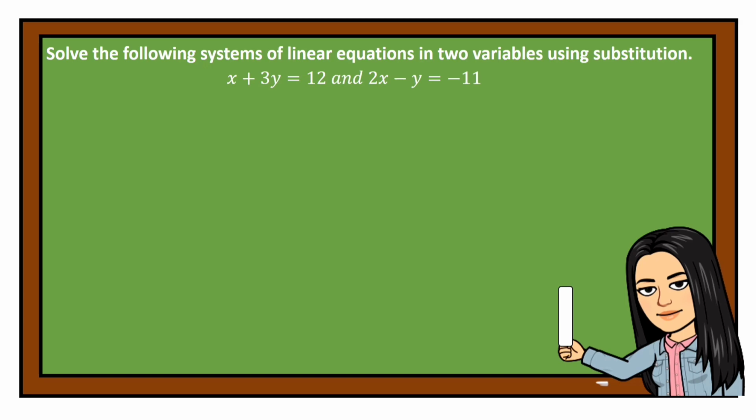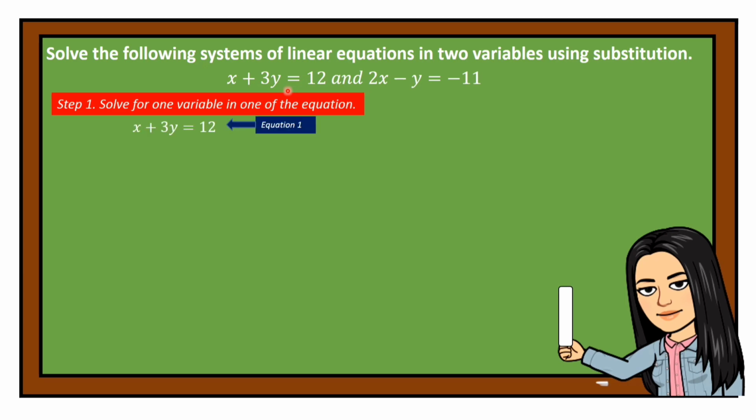Okay, so let us solve the same problem, but this time, let us use the substitution method. In the substitution method, we follow these steps. Step 1: solve for one variable in one of the equations. Let us use equation 1. Since the variable x has no coefficient, it is easier to solve if we leave x on the left side. So x equals, transposing 3y, negative 3y plus 12. So x equals negative 3y plus 12 will be our third equation.